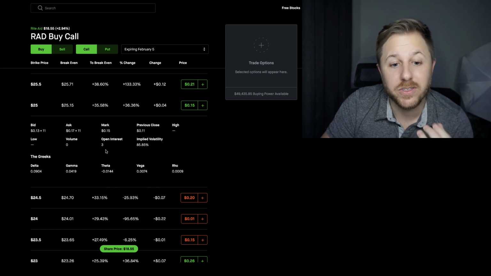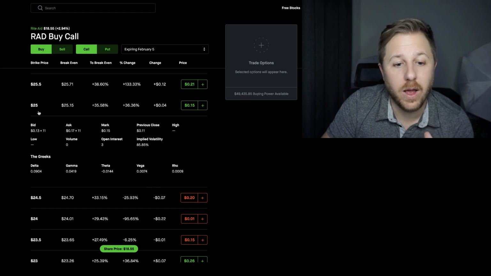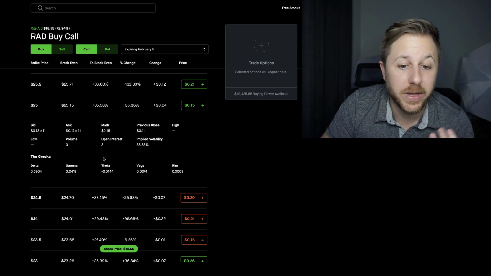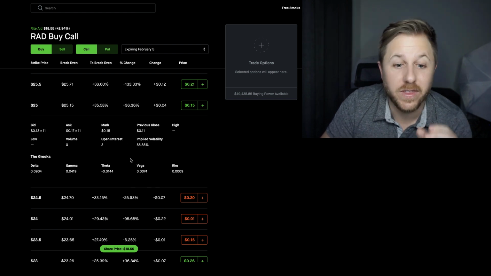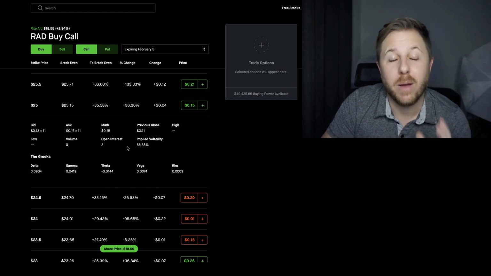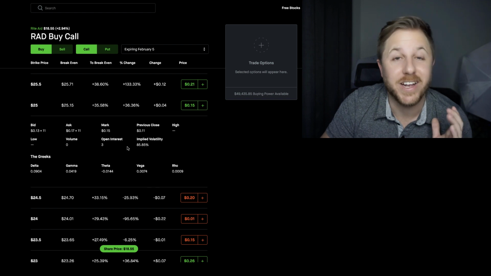So if you tried to buy this call option, this $25 call option for next week, it would probably not fill. It's really cheap, but it probably won't fill because nobody wants to buy the contract. No one is selling contracts for this actual call price. So your order would not fill. You could try to place it, but it probably won't fill because there is no interest and no volume.